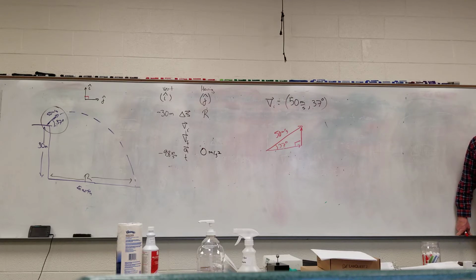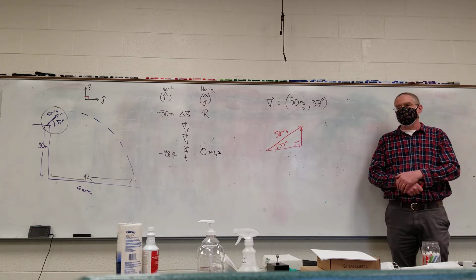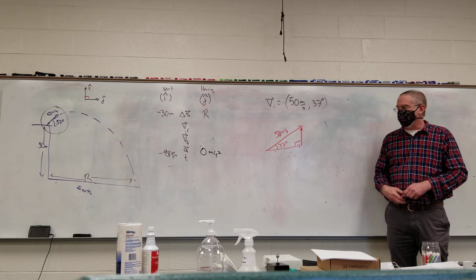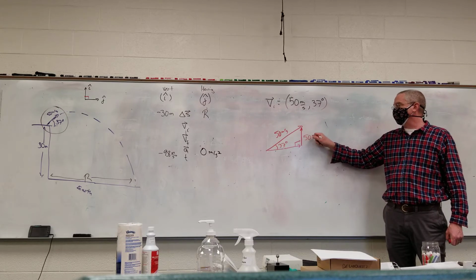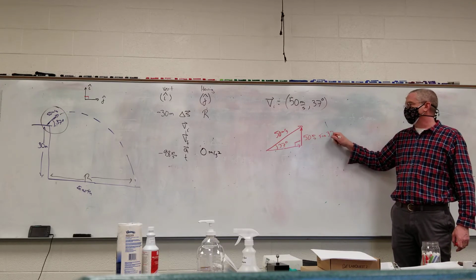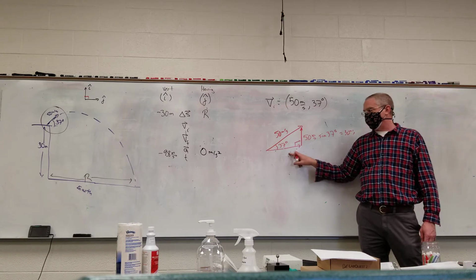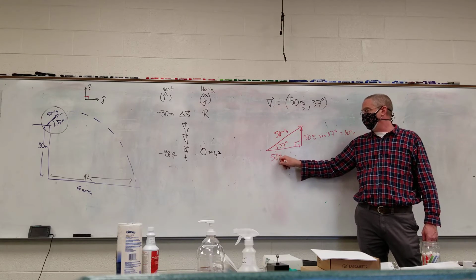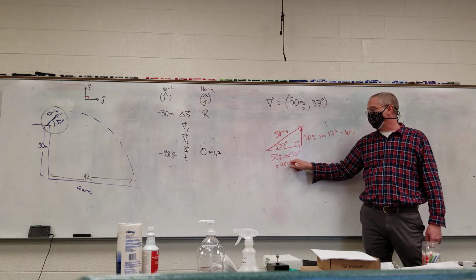Which one is going to involve sine and which one is going to involve cosine? For sine, it would be opposite over hypotenuse, and for cosine, it would be adjacent over hypotenuse. Which one's the opposite, which one's the adjacent? To the right would be the opposite. So this is the one that involves sine. This will be 50 meters per second times the sine of 37 degrees, which is approximately 30 meters per second. This will involve the cosine, the hypotenuse times the cosine of 37 degrees, and this is approximately 40 meters per second.